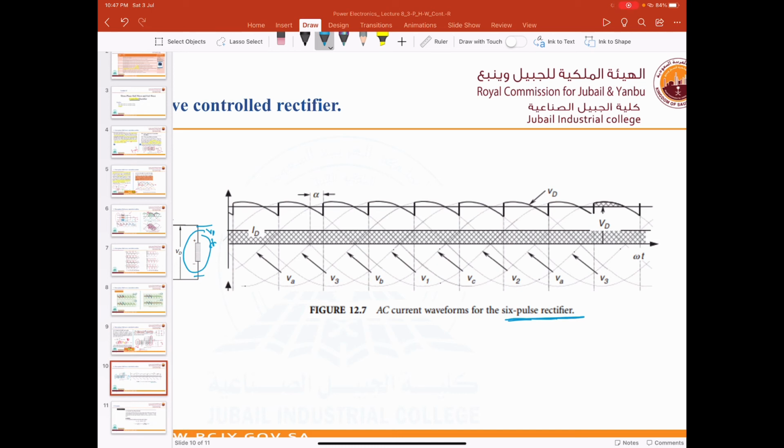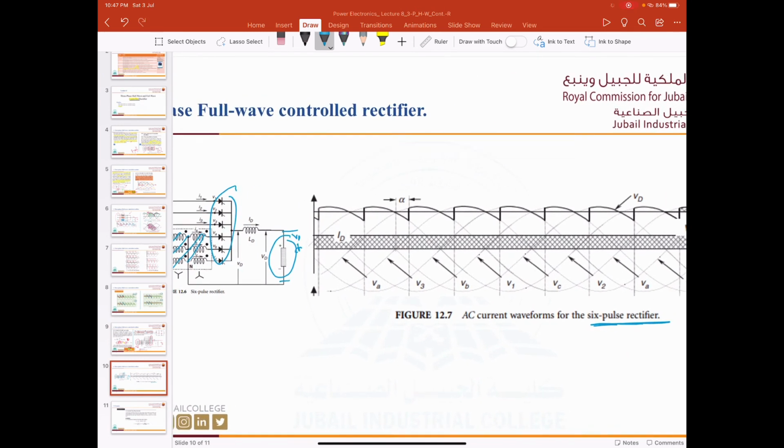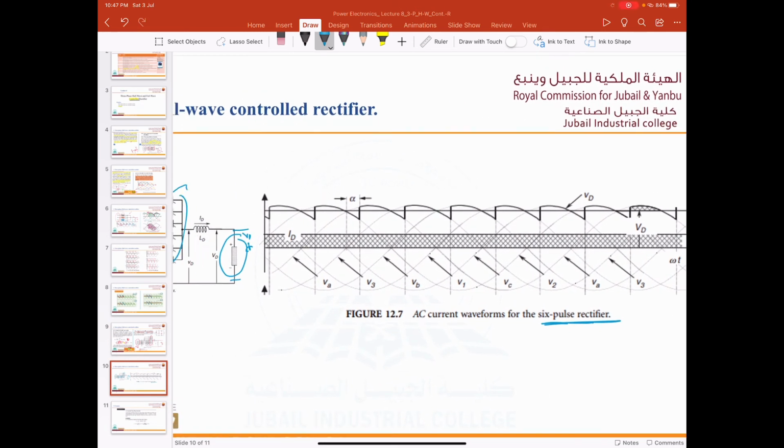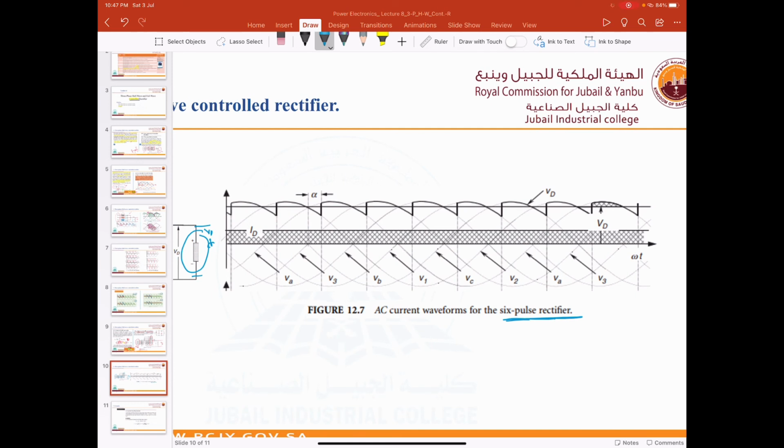6 pulse means we have three lines, and we have six: VA, VB, VC, and we have V1, V2, V3 because of the negative part of the supply. Right, guys? So this is the first one, guys.